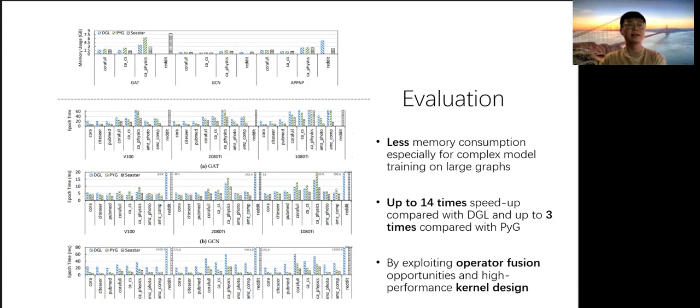Seastar is consistently faster than other systems too. Seastar achieves up to 14 times speedup compared with DGL and 3 times compared with PYG. The better performance of Seastar is mainly due to operator fusion optimization and other kernel-level designs.